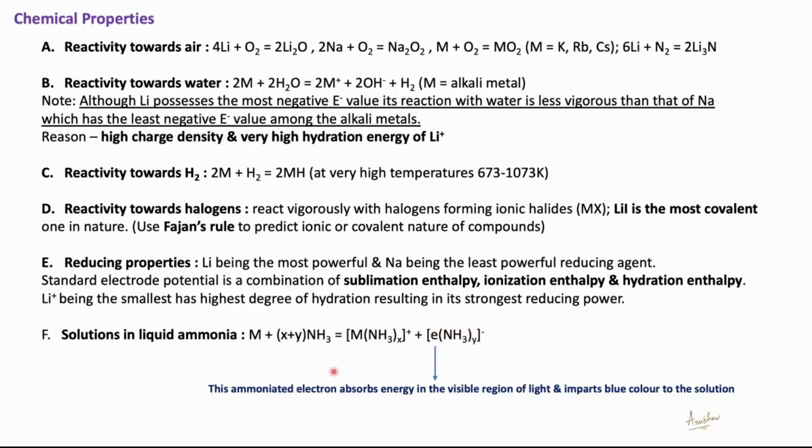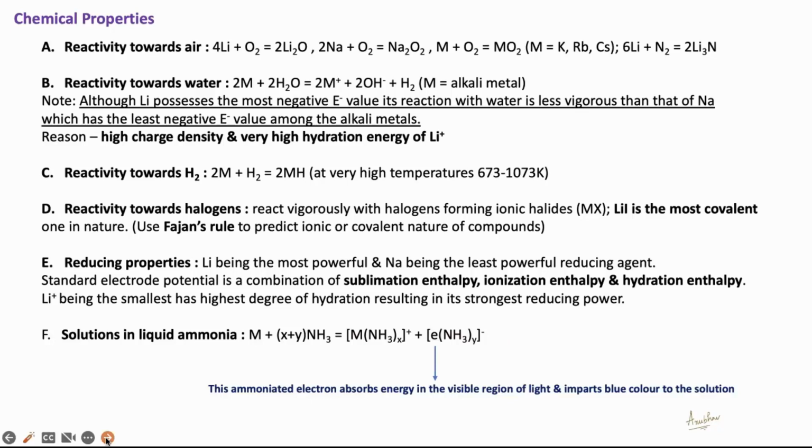Now this ammoniated electron is capable of absorbing energy in the visible region of light. Whenever it is going down, it will impart the blue color to the solution. So whenever we dissolve an alkali metal in liquid ammonia, the metal will be ammoniated and the electron will be free. Now the free electron is responsible, the culprit, behind the beautiful blue color of alkali metal in ammonia solution.